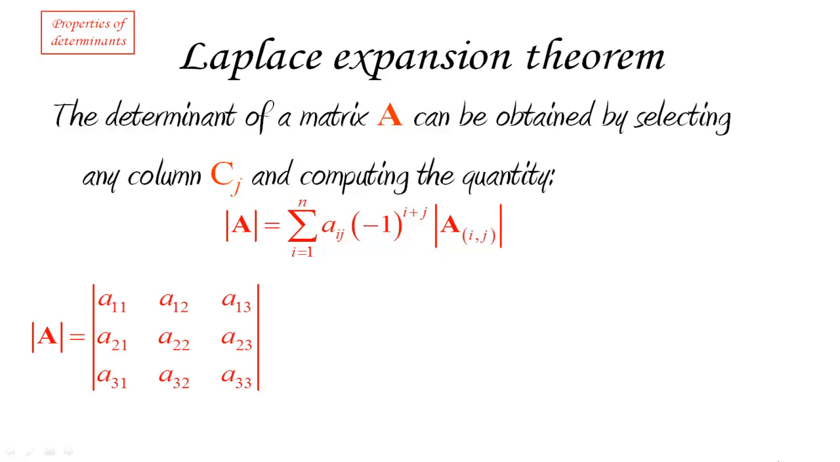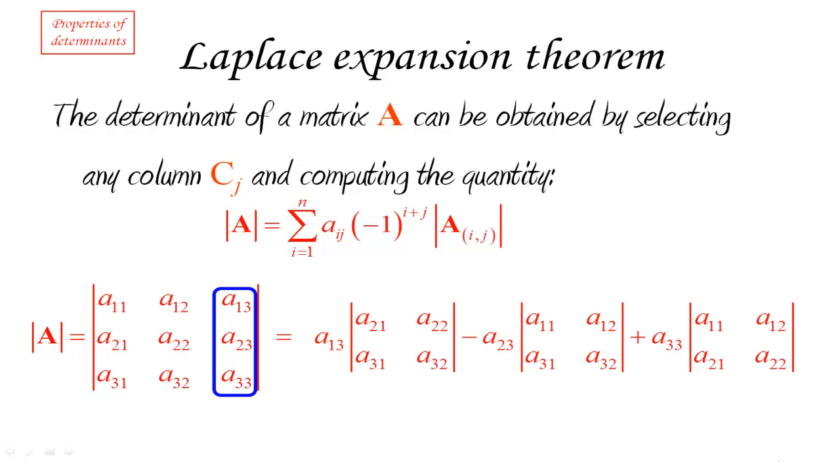So again, to give an example, if this is our determinant that we're trying to compute, this time I'm going to select the third column. Remember, the theorem says you can pick any column you want, or, as I said earlier, any row you want. You're always going to end up with the same answer. So if you do that, then the determinant is going to be equal to this long expression.